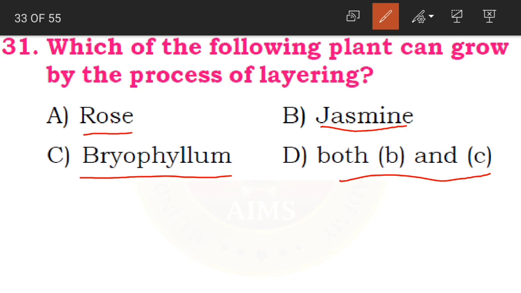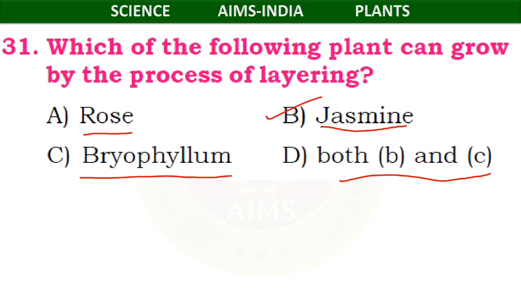Okay children, so which one? The answer is B, that is jasmine. Okay children, so this is the correct answer.